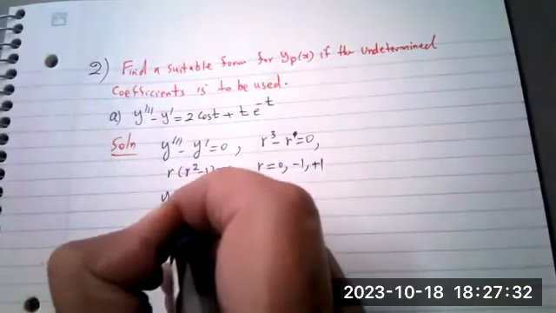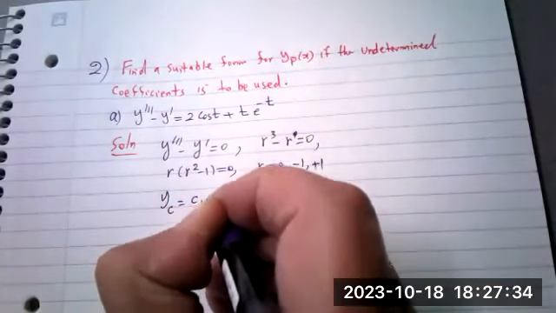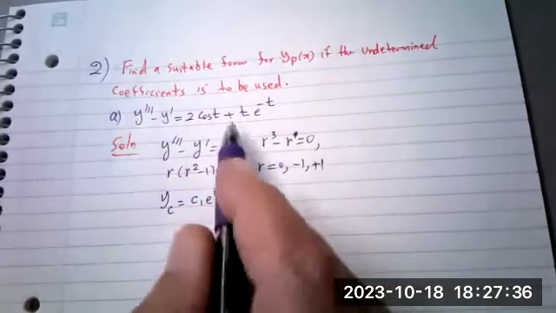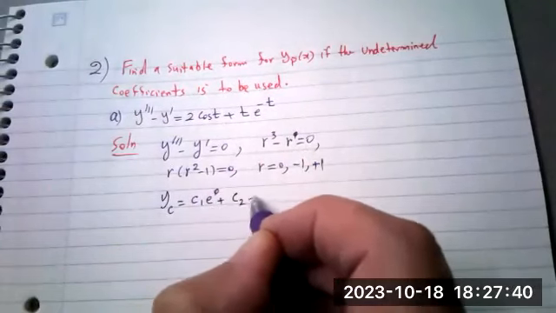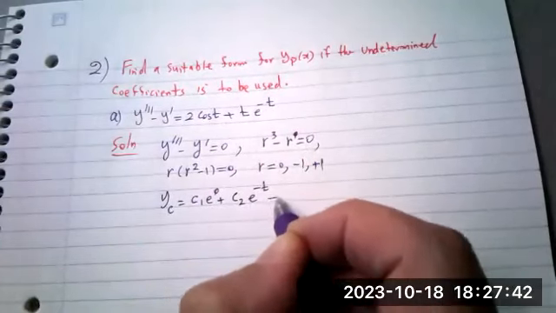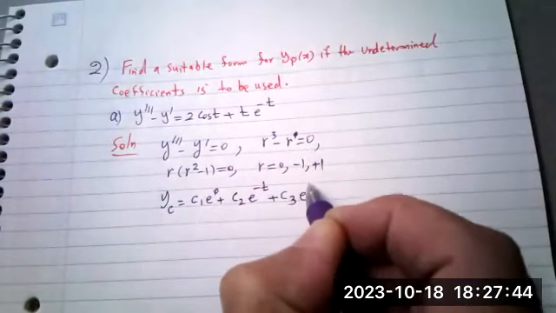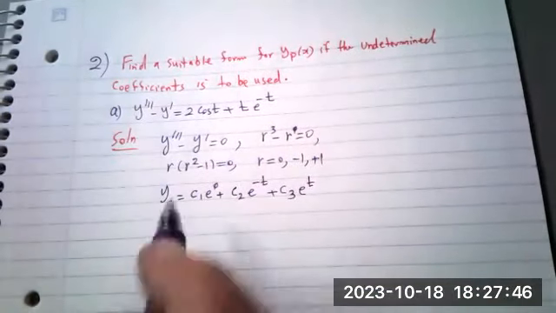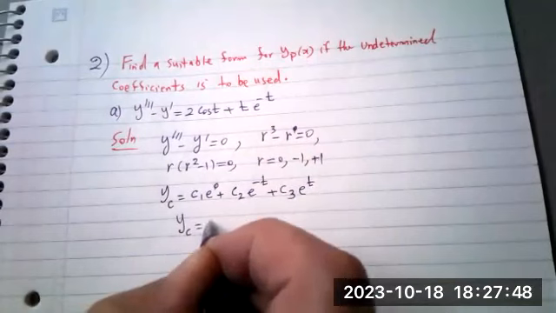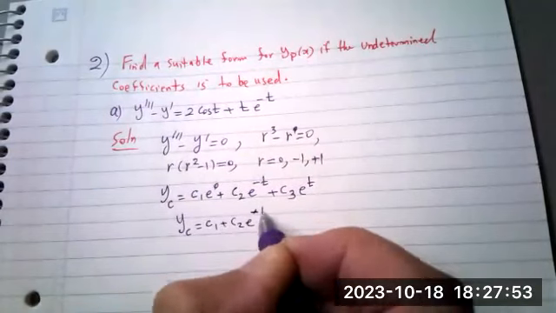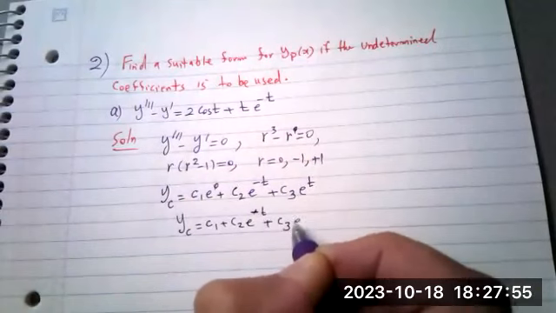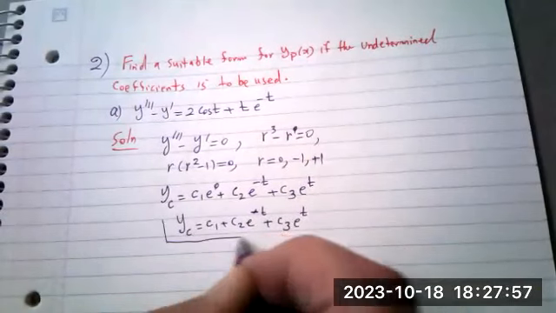So the yc is going to be c1 e to the 0 t, which is a constant, plus c2 e to the negative t, and c3 e to the positive t. So this is yc.